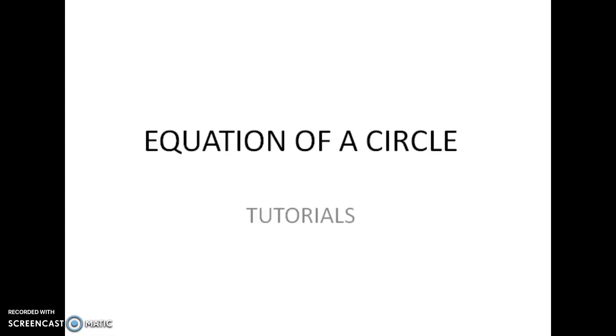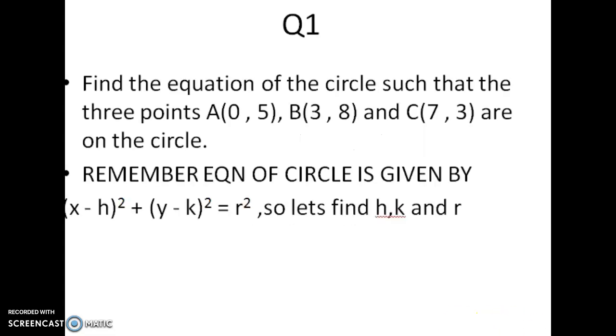Okay, today we're looking at a tutorial question about the past lecture on the equation of a circle. Let us see what the tutorial says. Find the equation of a circle such that the 3 points A, B, and C are on the circle. Let's have a simple sketch of the circle just for you guys to have an idea of what it looks like.